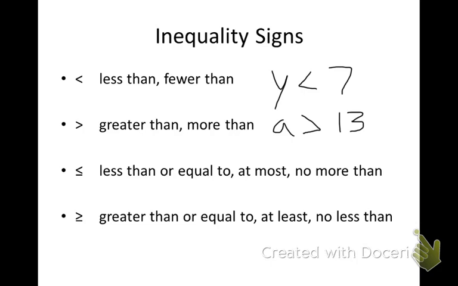Two other types that you're going to see here is when there's a line underneath, and what that means is less than or equal to, or if it's pointing the opposite direction, it's greater than or equal to. And when it comes to graphing those, as we're going to see in a couple slides, we're going to do those a little bit different than we do if they're just a greater than or less than.